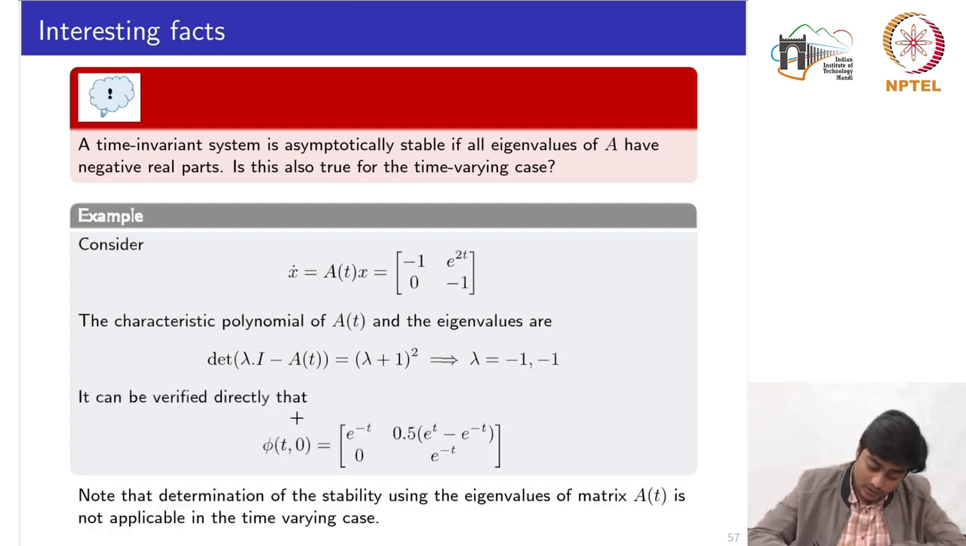Now we can also verify it by computing its state transition matrix. The state transition matrix of this system is given by this, where we could readily see that one of the components has e to the power t, which means that this system is an unstable system, which also implies that we cannot apply the eigenvalue test onto the linear time varying system.